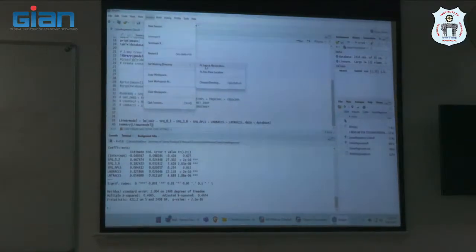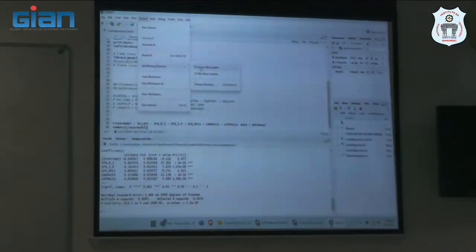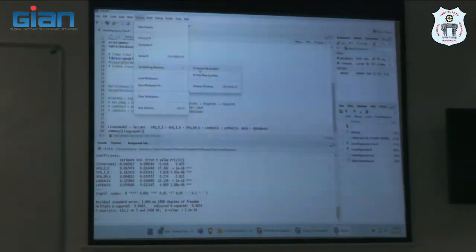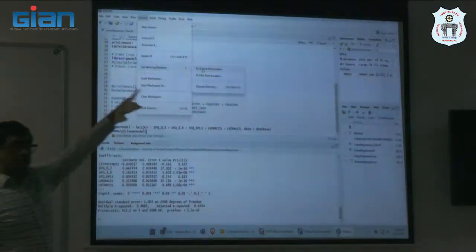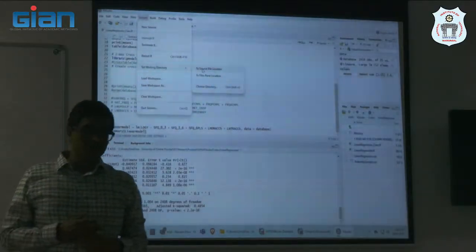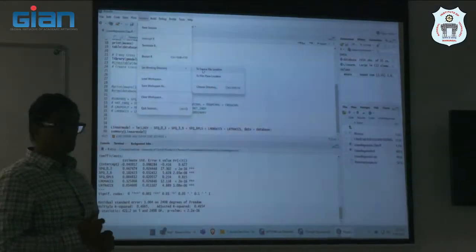Set the working directory to source file location. Okay, if the code runs once you extract, it's okay. If the code doesn't run, do this. Then it should go.